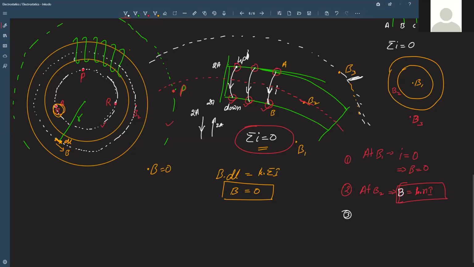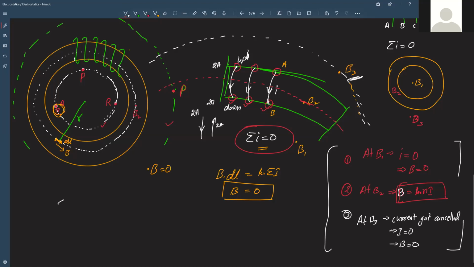In the first case there was no current. The current itself was 0. But in the second case and the third case, that is at B3, what happened is that the currents got cancelled. And because they got cancelled, that's why I is 0. That's why B is also 0. So in both cases, whether it is solenoid or toroid, this becomes simple for us.